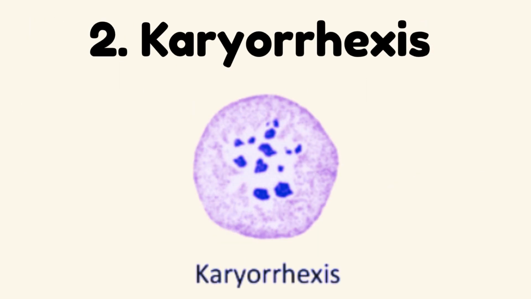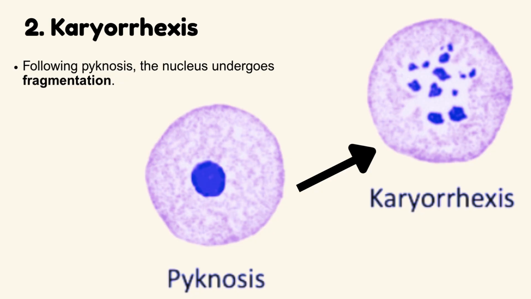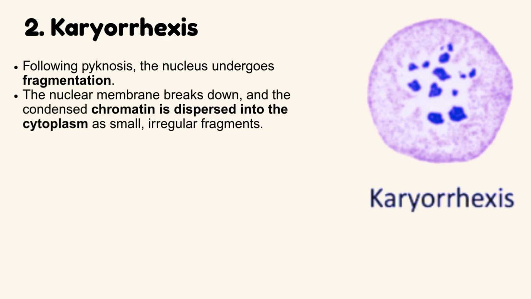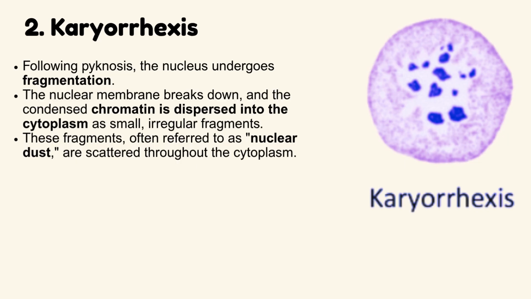Number 2. Karyorrhexis. Following pyknosis, the nucleus undergoes fragmentation. The nuclear membrane breaks down, and the condensed chromatin is dispersed into the cytoplasm as small, irregular fragments. These fragments, often referred to as nuclear dust, are scattered throughout the cytoplasm.